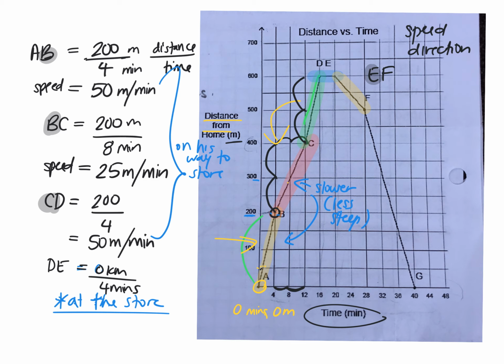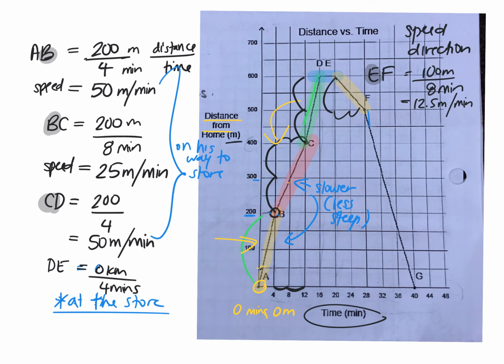He traveled 100 meters in 8 minutes. Yep, good. 100 meters in 8 minutes. So what's his speed? So his speed is 12.5 meters per minute. And then from F to G, he's keeping the same speed. So he only changes speed twice on his way back. On his way there, he changed his speed 3 times.